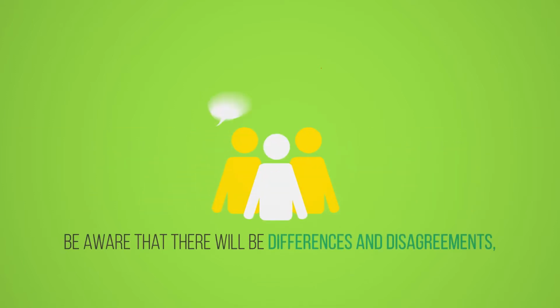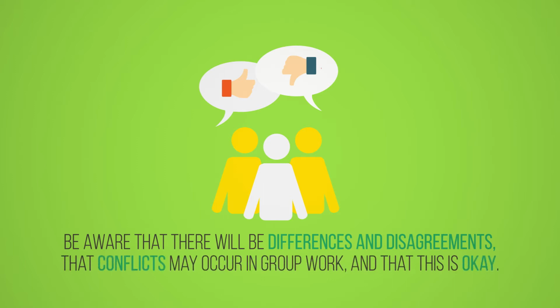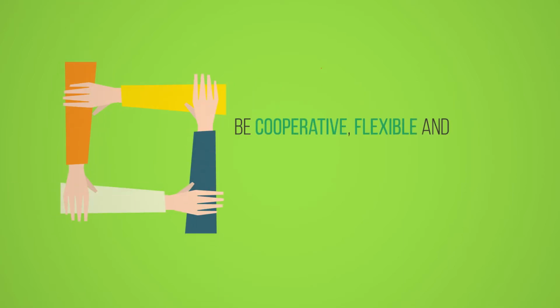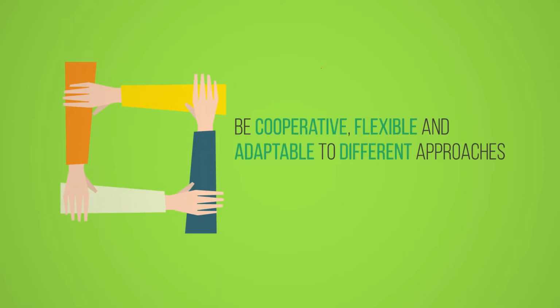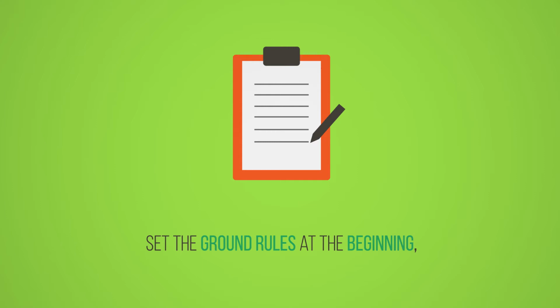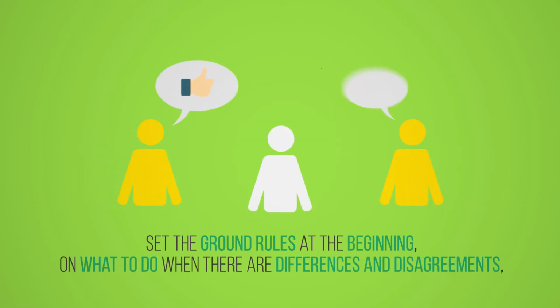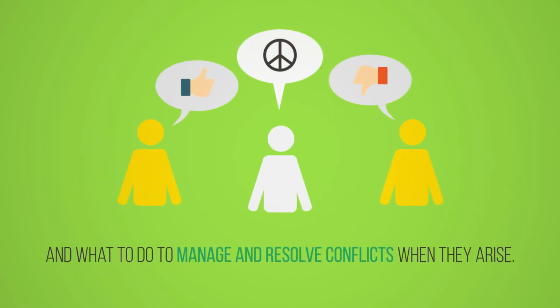1. Be aware that there will be differences and disagreements within a group, that conflicts may occur in group work, and that this is okay. 2. Be cooperative, flexible, and adaptable to different approaches and ways of doing things. 3. Set the ground rules at the beginning on what to do when there are differences and disagreements, and what to do to manage and resolve conflicts when they arise.